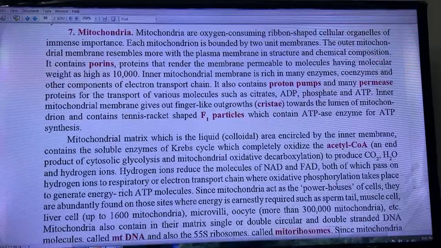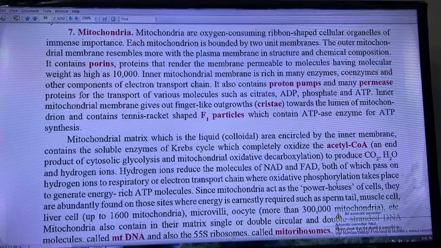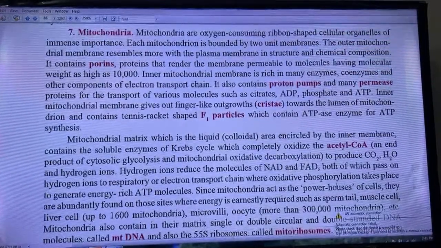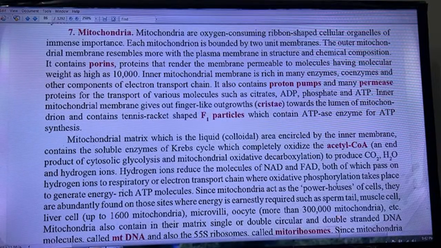Mitochondria, powerhouse of the cell. Mitochondria are oxygen-consuming, ribbon-shaped cellular organelles of immense importance. Each mitochondrion is bounded by two unit membranes. The outer mitochondrial membrane resembles the plasma membrane in structure and chemical composition. It contains proteins that render the membrane permeable to molecules having molecular weight as high as 10,000. The inner mitochondrial membrane is rich in many enzymes, coenzymes, and other components of the electron transport chain.